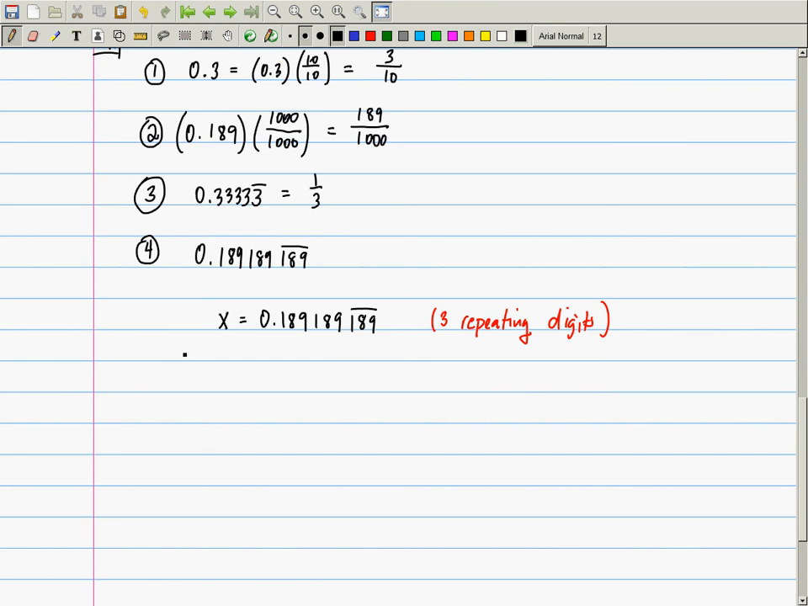So 1,000x is how much? What happens to the decimal place when I multiply by 1,000? It moves three places to the right. Okay, so then we get 189.189189189, repeating, like so.